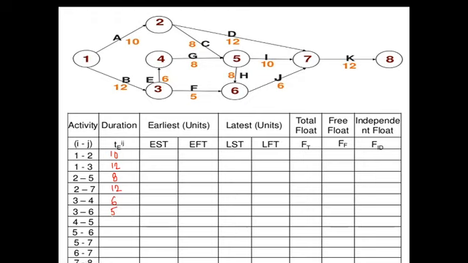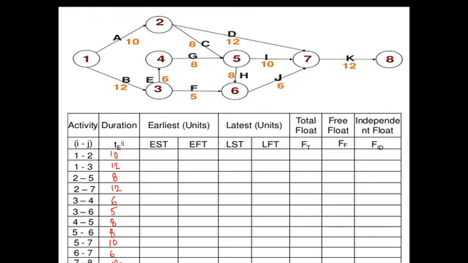4 to 5 we have 8 days. 5 to 6 we have 8 days. 5 to 7, 10 days. 6 to 7, 6 days. 7 to 8, 12 days. So this data we have filled in from where? From the given network. Now what we need to calculate? Earliest start time and earliest finish time.